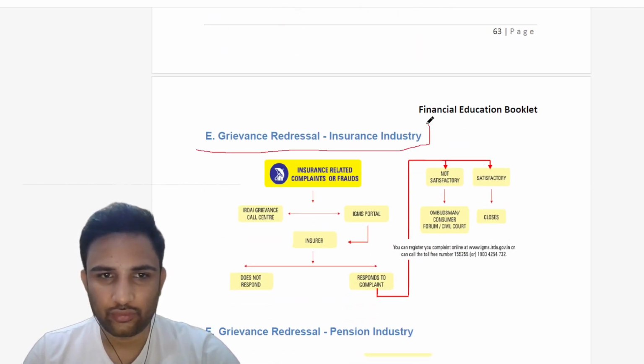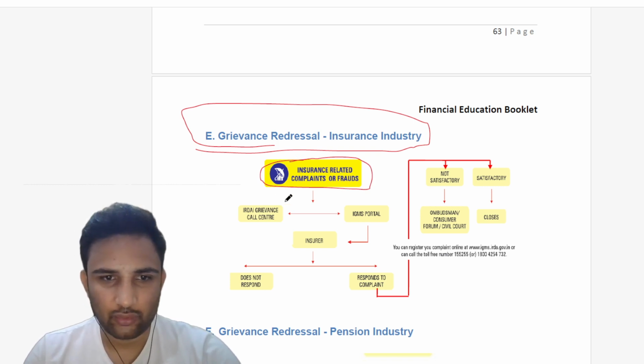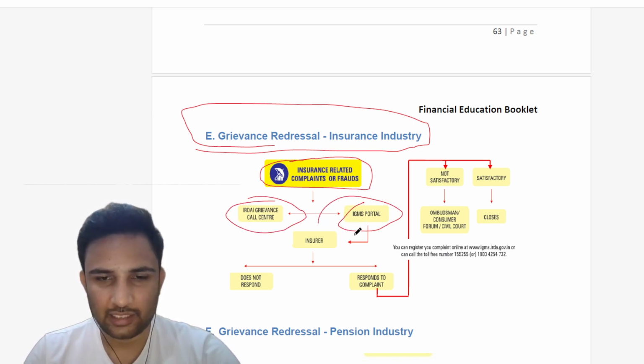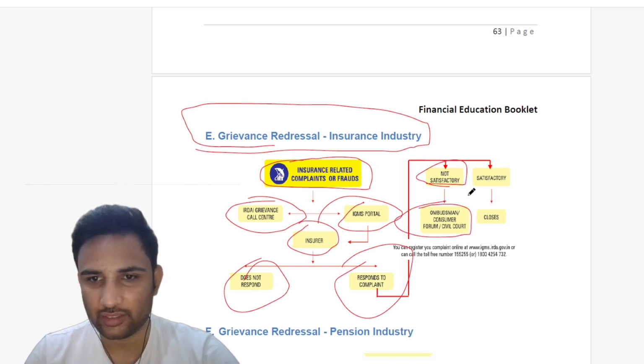This is the mechanism of grievance redressal in the insurance industry. Whenever there is an insurance related complaint or fraud, they can approach the IRDAI grievance call center or the IGMS portal. Then the IGMS portal will reach out to the insurer. If the insurer responds to the complaint but the answer is not satisfactory, then the ombudsman, consumer forum or civil court will take up the case. If it is satisfactory, then the case will be closed.